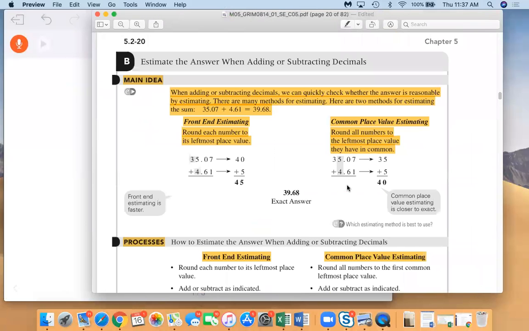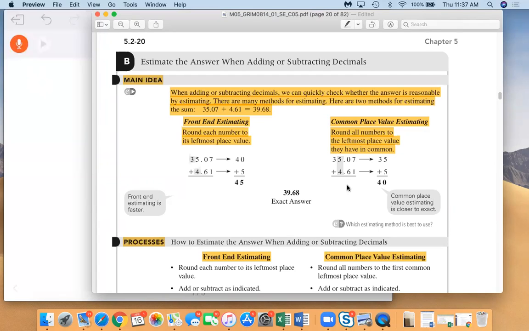All right, we're down on section B. So now we're going to estimate the answer when adding or subtracting decimals. So when adding or subtracting decimals, we can quickly check whether the answer is reasonable. Remember, I did that earlier with that perimeter problem of a rectangle.